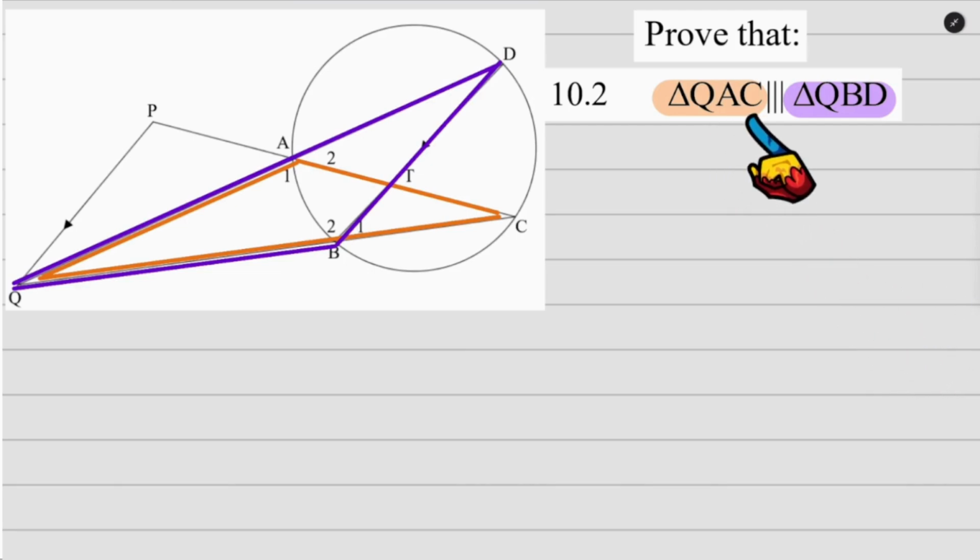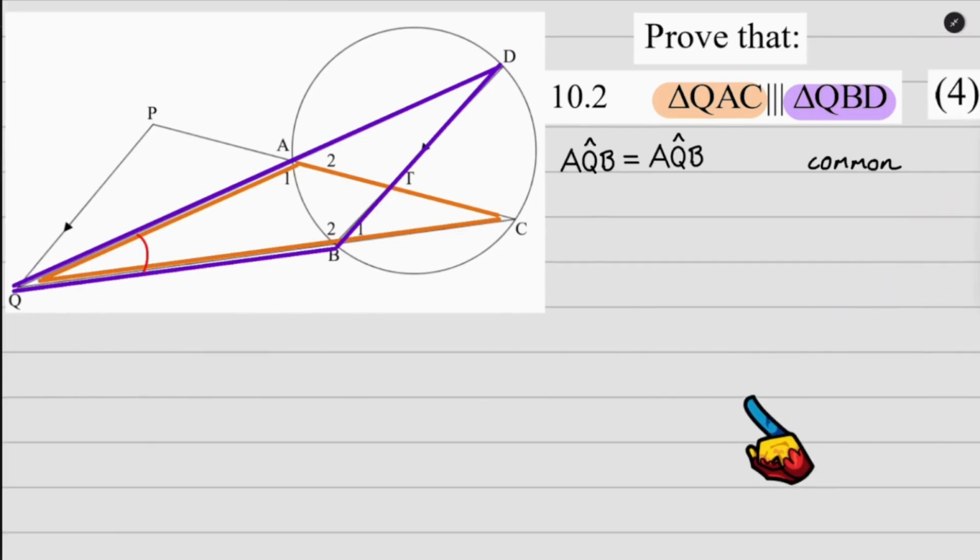Okay, QAC is the orange triangle. QBD is the purple triangle. Now we are going to do this with angle, angle, angle. That's always the easiest thing to do to prove similar triangles. So I can see these two have an angle in common over there. They share the angle Q. So that's going to be my first angle. And I just write that down like this, AQB.